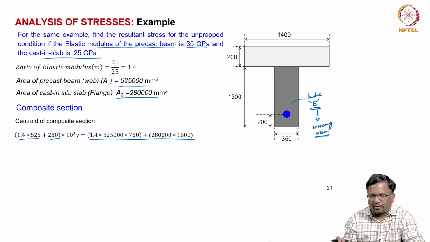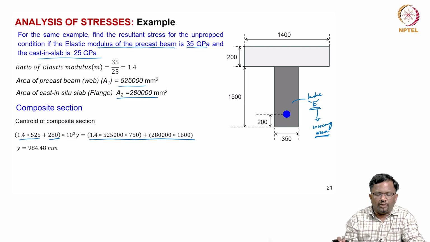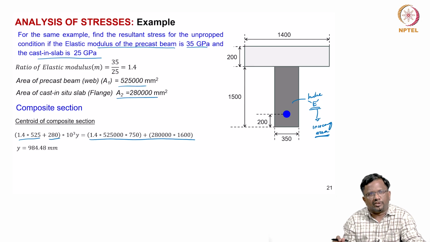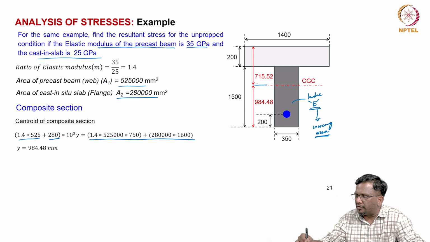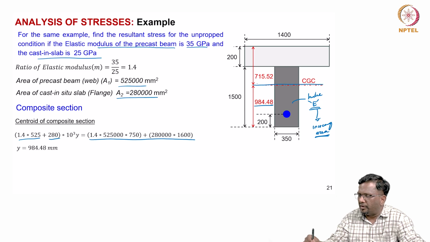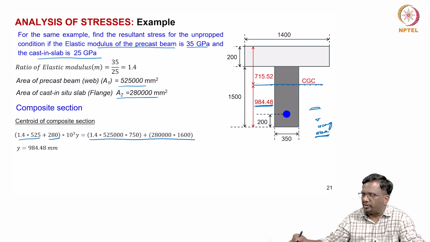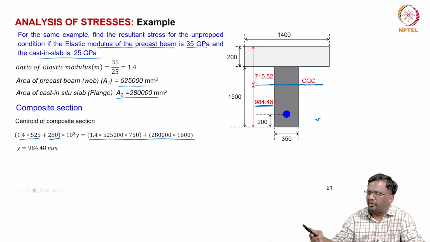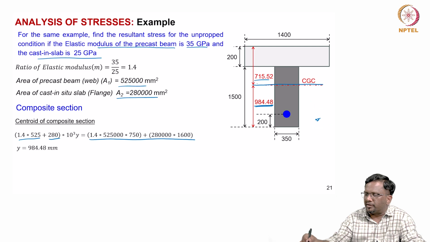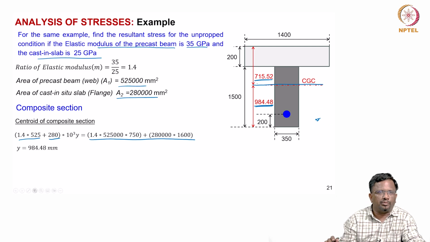If you do that, you take the centroid, and you get your y for the composite section as 984.48 millimeter. So my CGC is now this. For the transformed section it has increased to 984.48, and again the eccentricity or the cover requirements have not really changed, so that remains the same. Now, the top fiber is at a distance of 715.52 millimeter.